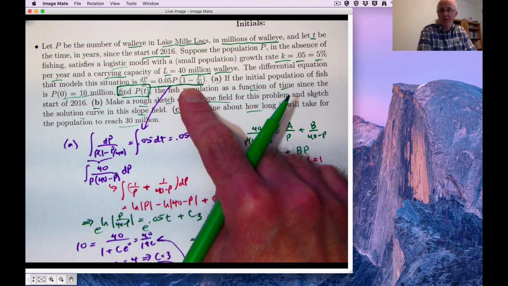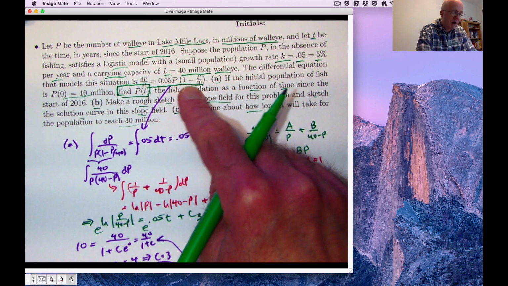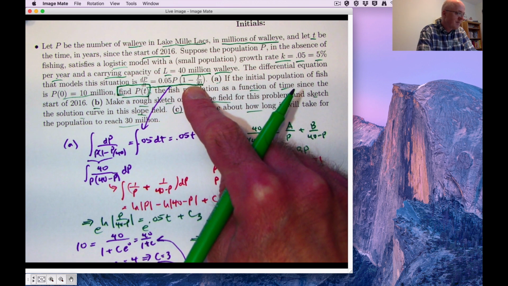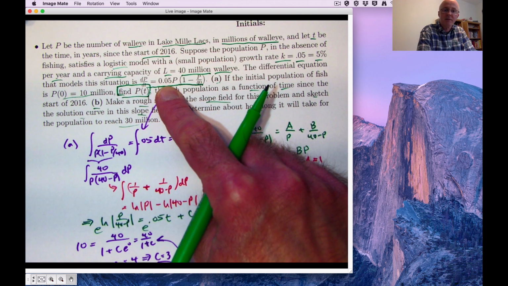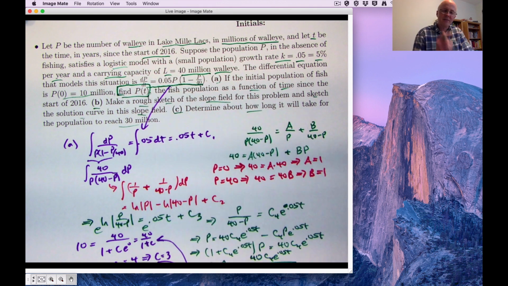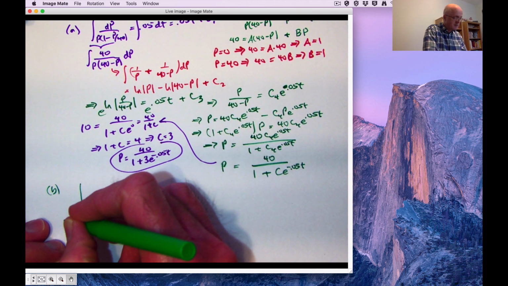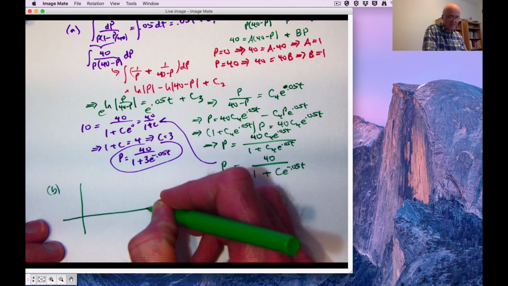When p is between 0 and 40, this expression is positive. It's a positive times a positive, in fact. 0.05 is positive. dp dt is positive. You're going to have positive slope marks in between 0 and 40. And you're going to have slope marks with negative slope elsewhere.